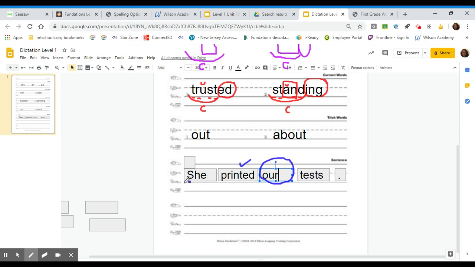Now, I want to scoop my phrases. She printed our test. For this sentence, I would give it one scoop. If you wanted to, and you said she printed our test, that could also work. Phrasing is something that can vary as long as it makes sense. One or two scoops would be acceptable.